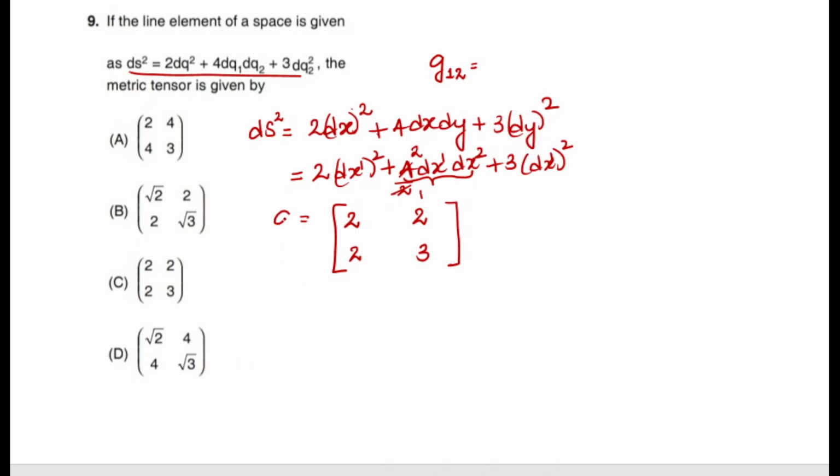This is g1 2, that is the metric tensor. So it will be 2 2 2 3, which is the right option. Option C is the right option. Let us proceed to the next question.